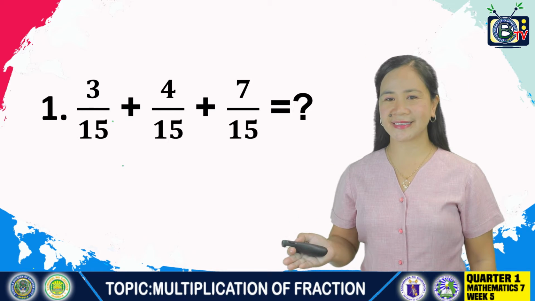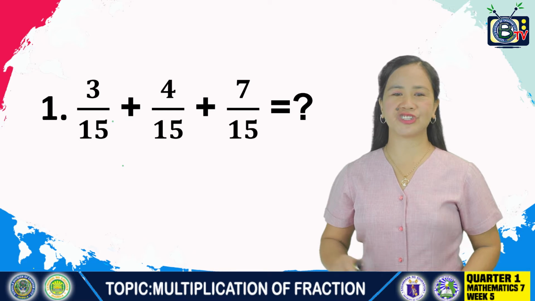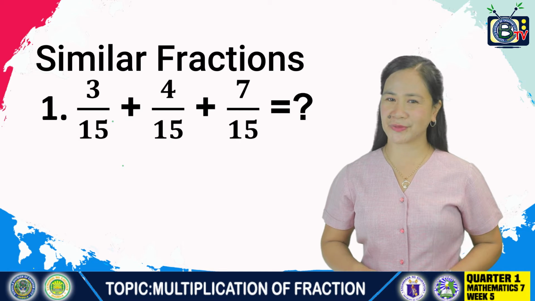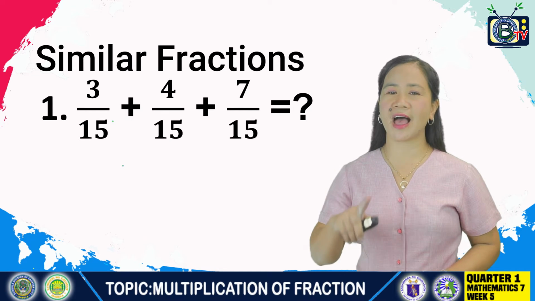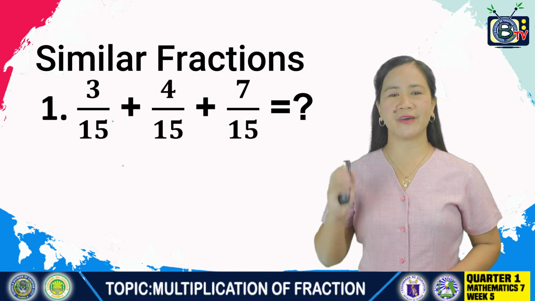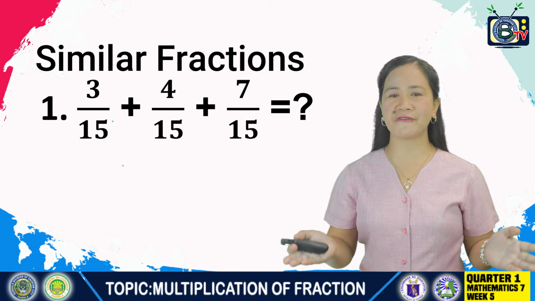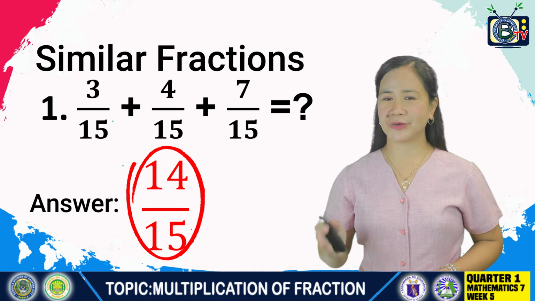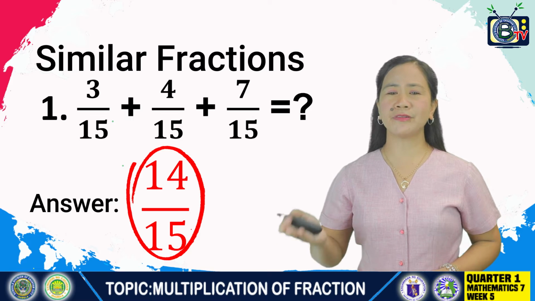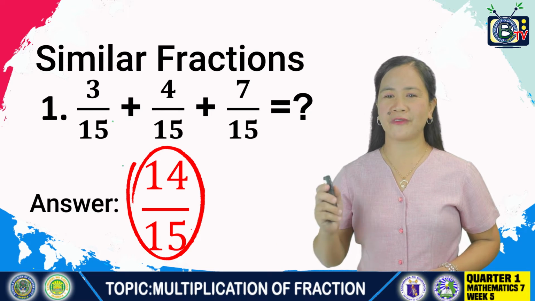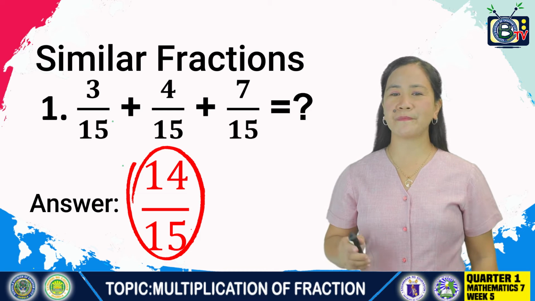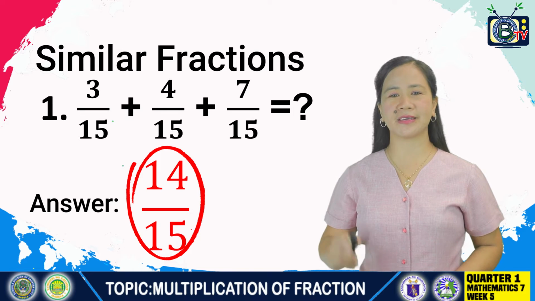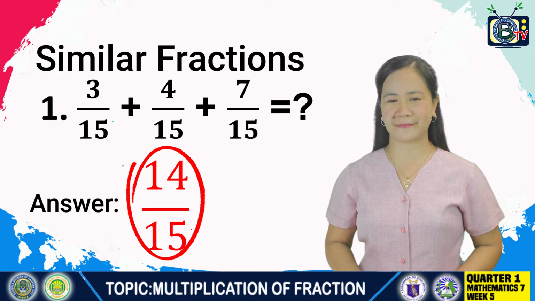Are you done, class? Okay, let's check your answer. So as you can see that the given are similar fractions, right? So very simple, you just add all the numerators. So we have 3 plus 4 plus 7 is equal to 14. Did you get it right? Okay, what about the denominator? So very simple, you just copy the common denominator 15. Therefore, the sum is 14 over 15.